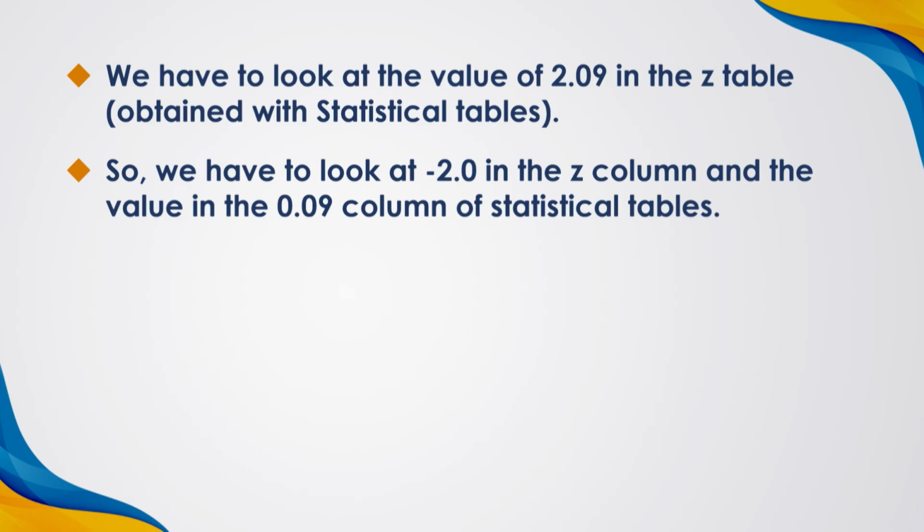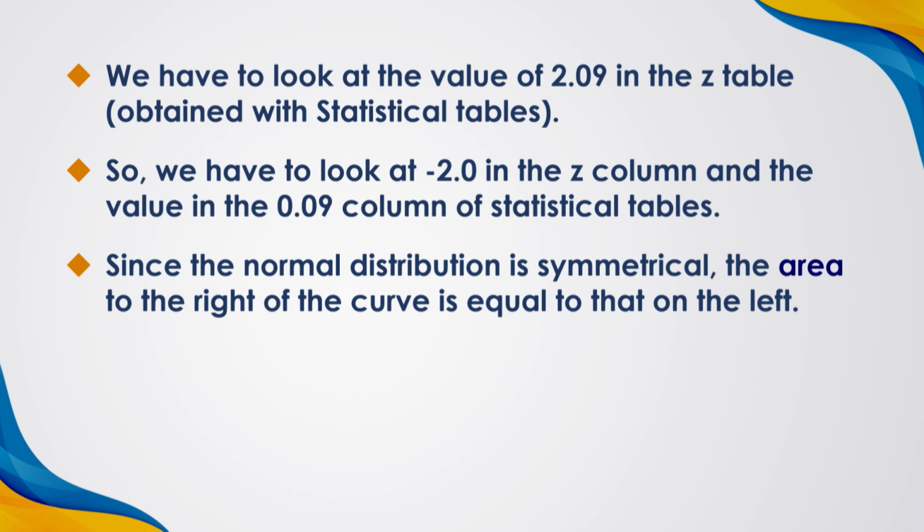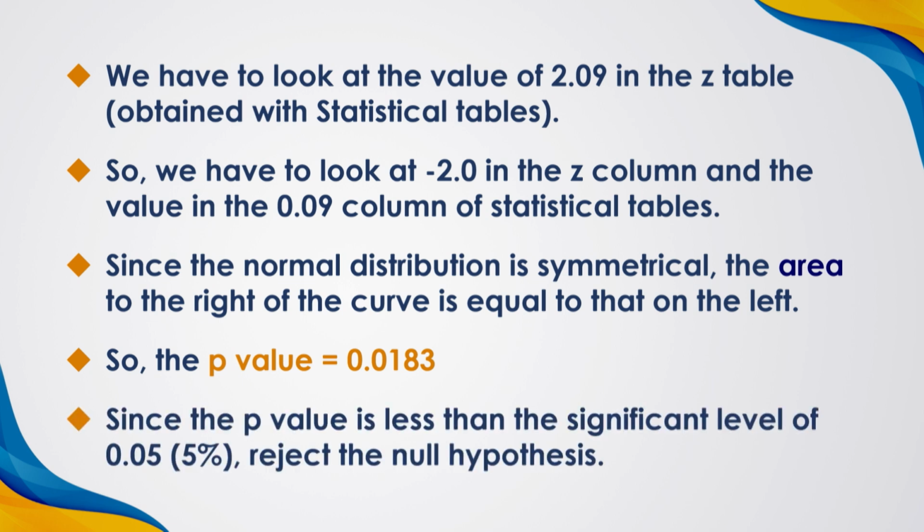So, we have to look at minus 2.0 in the Z column and the 0.09 column of the statistical tables. Since the normal distribution is symmetrical, the area to the right of the curve is equal to that on the left. So, the p-value will be obtained as 0.0183. Since the p-value is less than the significance level 0.05, that is the 5% level of significance, reject the null hypothesis.